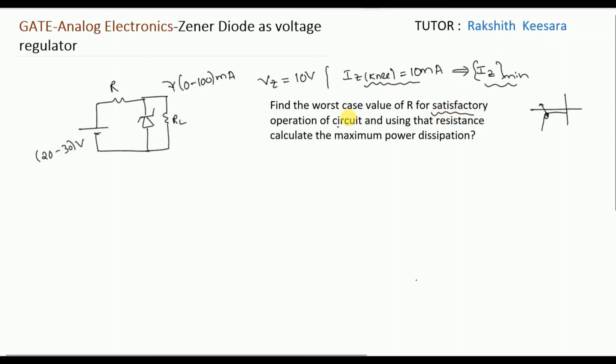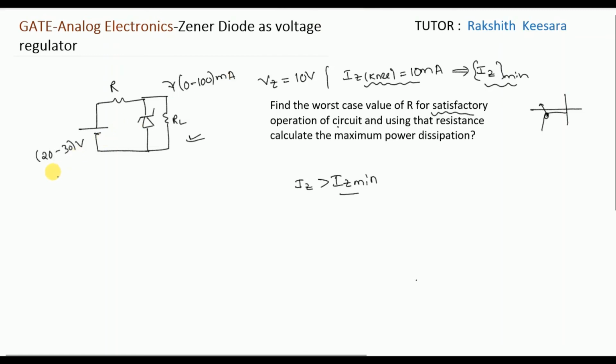So for satisfactory operation of the circuit, what is the condition, guys? IZ should be greater than IZ minimum and IZ should be less than IZ maximum. If IZ is between IZ minimum and IZ maximum, this Zener diode will operate in the breakdown region and the voltage regulator circuit will work. So this is the basic condition. Since in the question he mentioned IZ minimum, now this is the condition.